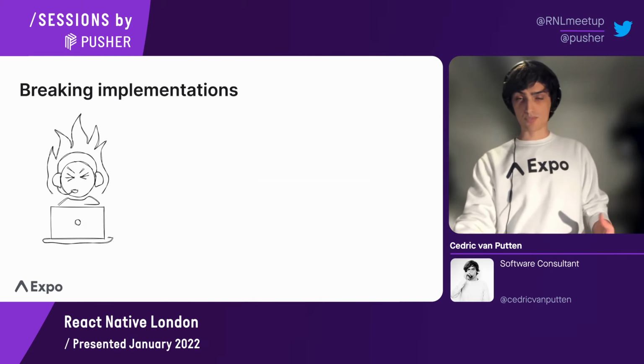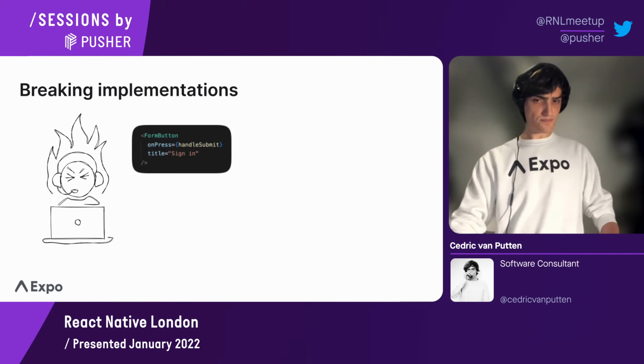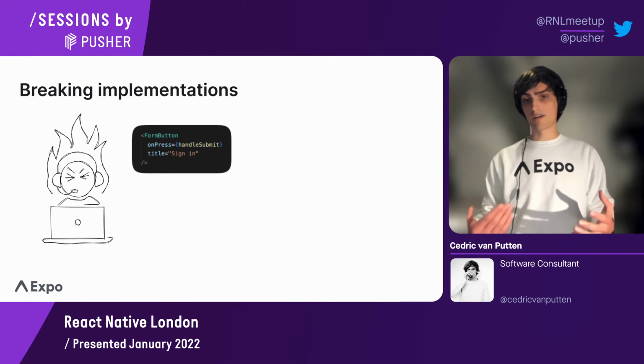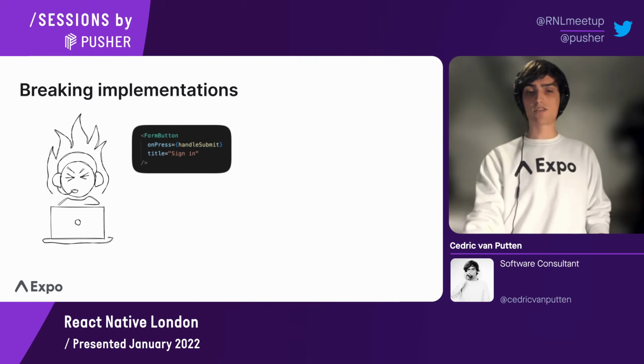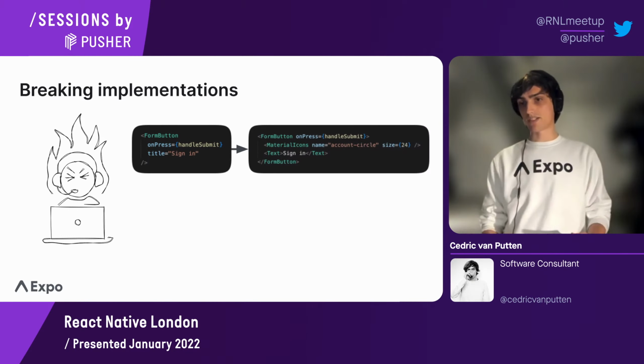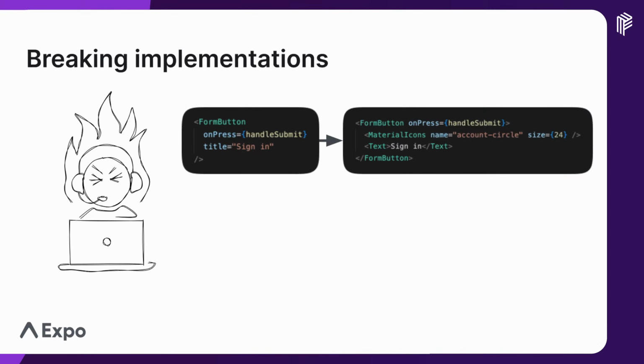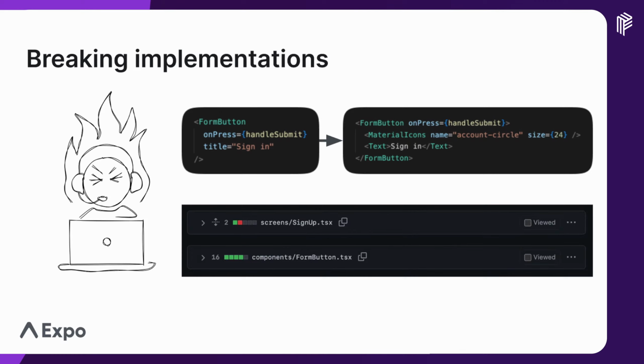One of them is breaking implementations. Now, Gary got a pull request where somebody changed the form button implementation from just an onPress and title prop to a children prop instead of a title prop. While this is an improvement, Gary knew that this had to be changed on a lot of pages, on a lot of screens. But in the pull request, he only saw it in one. So luckily, Gary caught this. But if it was any other developer who didn't know about other screens, it could have easily slipped through the cracks and broken your app.